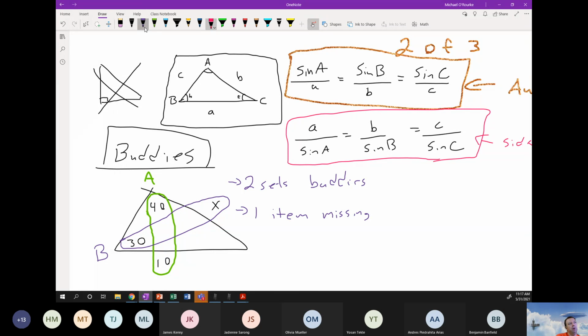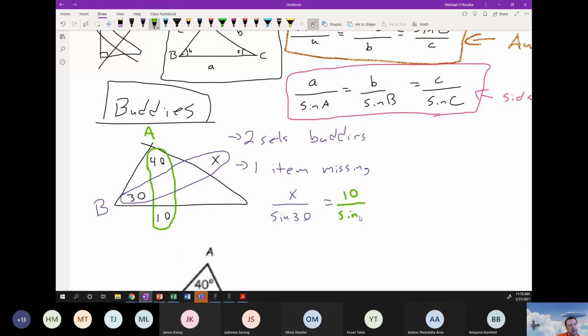So first things first, I'm going to work with the x here first. My x is my unknown, okay? What's its buddy? Can someone tell me its buddy? What's x's buddy? 30. Perfect. And its angle, so I'm going to write sine 30 equals, now I put length on top, so I'm going to put the other length on top. So 10, and what's its buddy? What's 10's buddy? 40. Perfect. Now I'm going to put 40 on the bottom, sine 40.